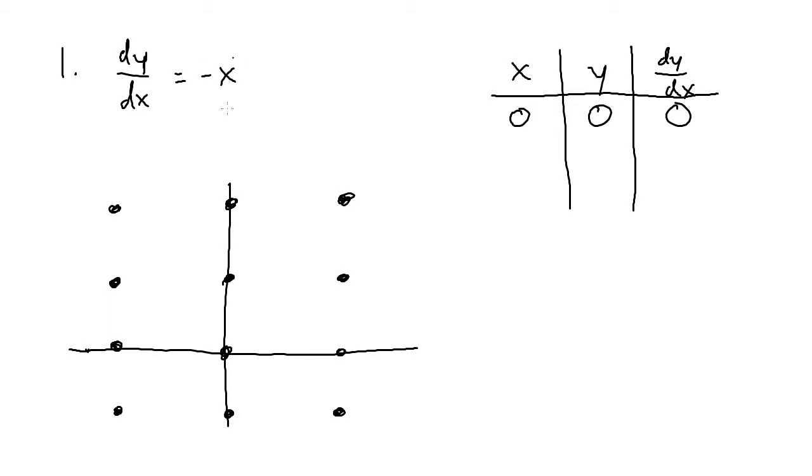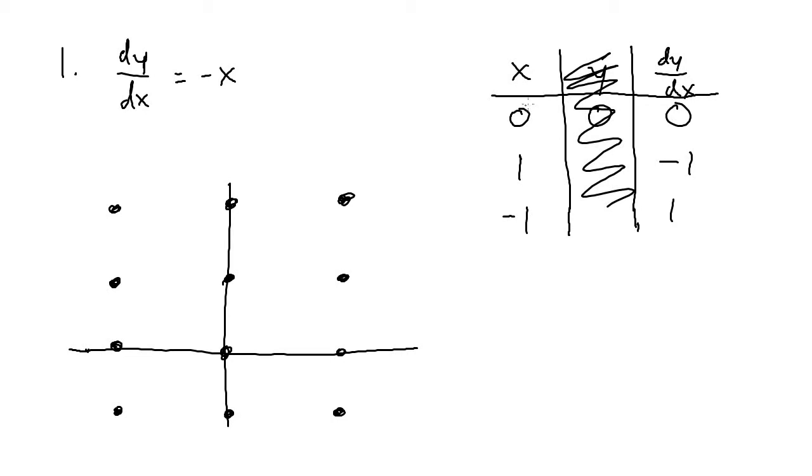Once again, since y is not included in this differential equation, I don't even have to worry about the y column. We can just worry about the x. Now let's say we pick the coordinates 1, 0. At x equals 1 and y equals 0, we don't have to worry about y. When I plug in 1, I'll get negative 1 as my dy/dx. If I plug in the x value of negative 1, then it'll be negative negative 1, so dy/dx is just going to be 1. So all I need to do now is graph my points.